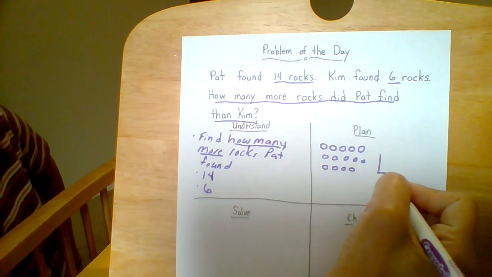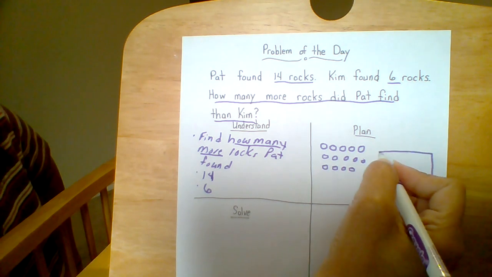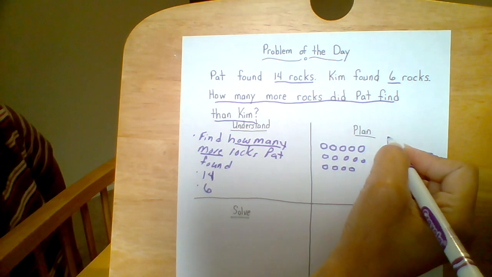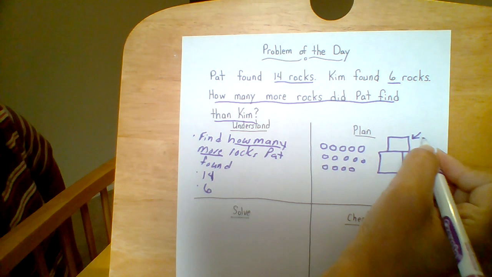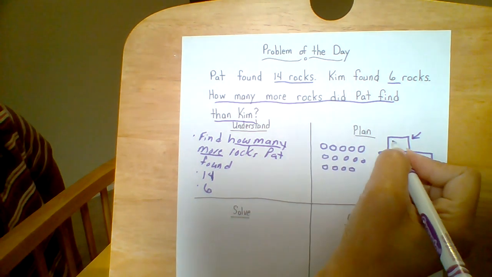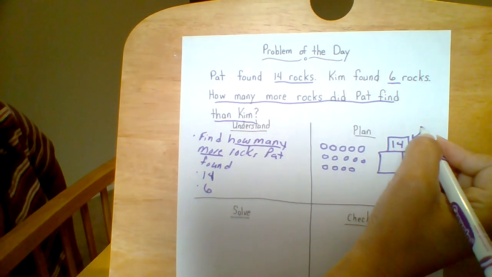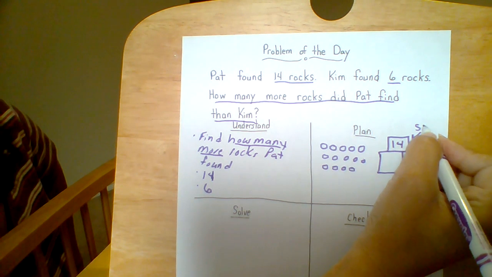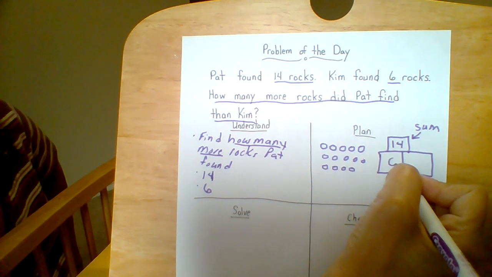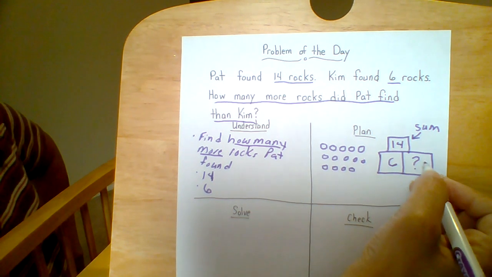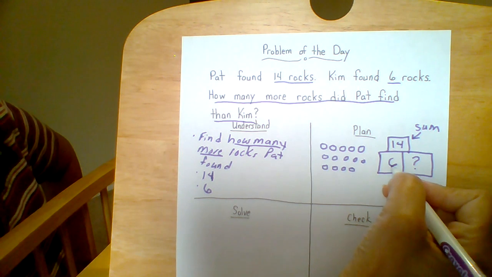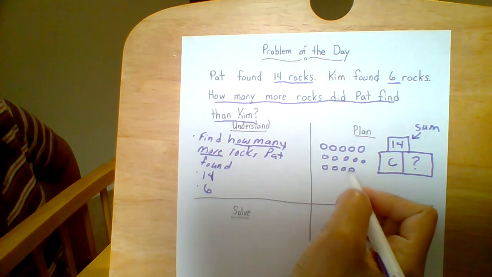So I'm also going to represent this in a part whole chart. And in my chart, I know that this is a total. There's already a total of 14. So that's my sum. One of my parts is 6. I don't know the missing part. I don't know yet how many more Pat found than Kim. So I have the 14 rocks here.